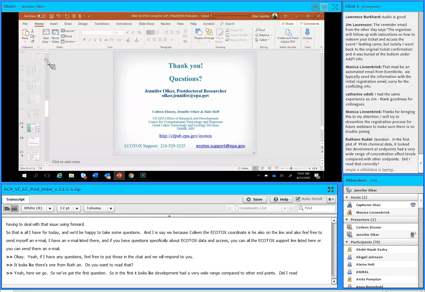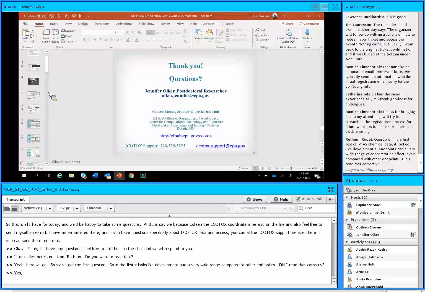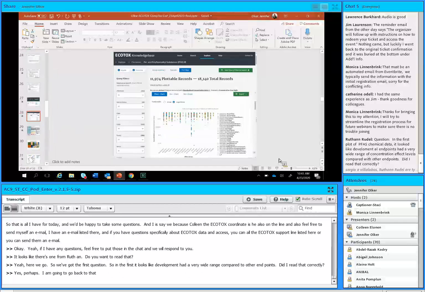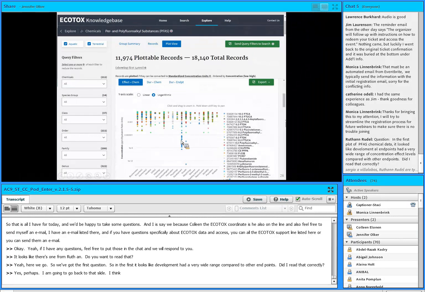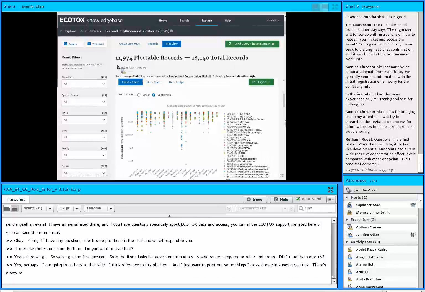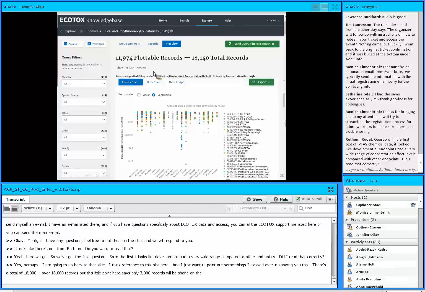Yes, perhaps. I'm going to go back to that slide. I think that is in reference to this plot here. And I just want to point out something that I glossed over in showing you this. There's a total of over 18,000 records, but this little point here says that only 3,000 records will be shown on the plot, and we've organized it so that the first 3,000 that are shown are the lowest concentrations.